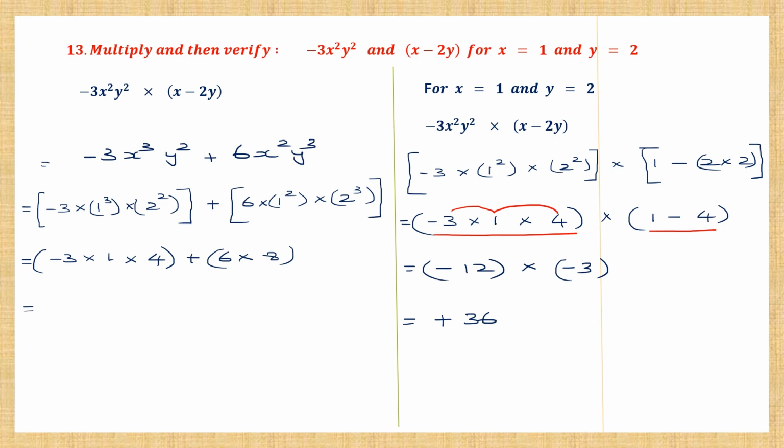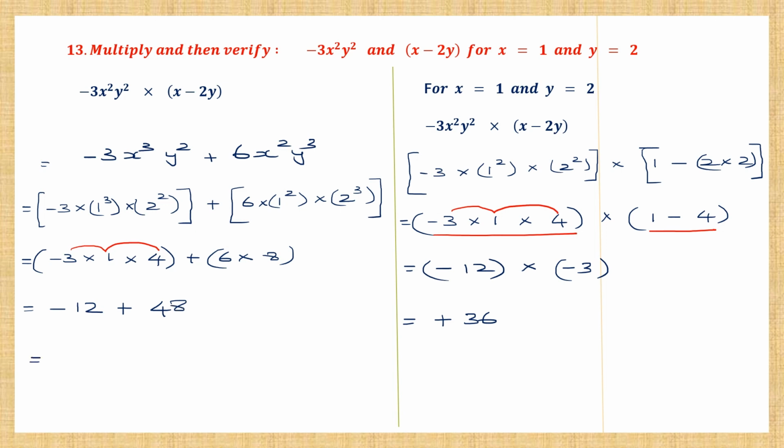Now here let's work this out. Now here we have a minus sign. As you can see, there's one minus sign here. So the answer will have a minus sign. So let's put that minus sign here and then multiply the numbers. 3 1's are 3, 3 4's are 12. So minus 12 plus 6 8's are 48.